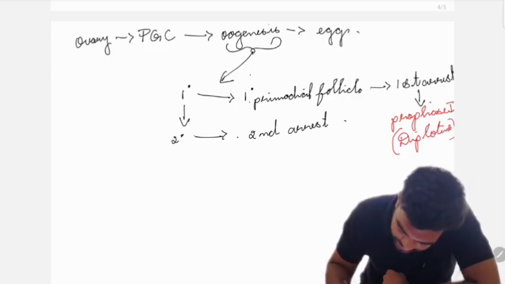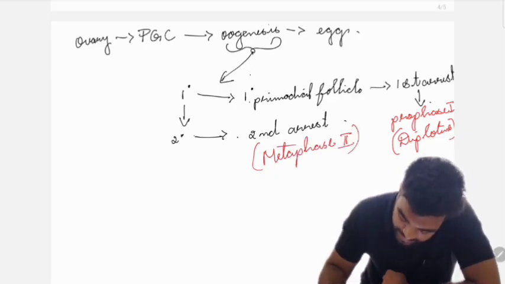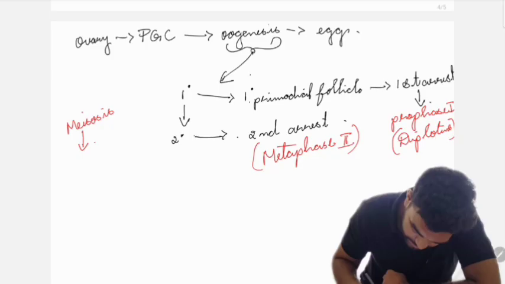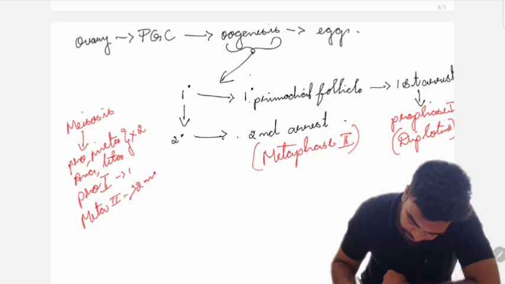The second arrest will be taking place in metaphase 2. Here it is prophase 1 and here it is metaphase 2. You know that, right? In meiosis we have 4 stages, that is prophase, metaphase, anaphase and telophase. This takes place twice. So here in prophase 1 is the first arrest, and in metaphase 2 the second arrest takes place. This is very important.